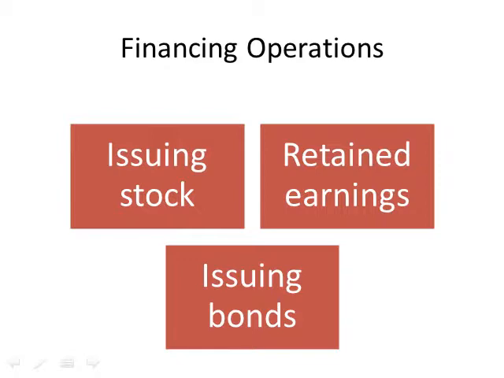Issuing stock creates no liabilities or interest expense and is less risky to the issuing corporation. But issuing stock can be more costly. Additionally, issuing more stock may reduce the amount earned per share and may make the stock less desirable to investors.